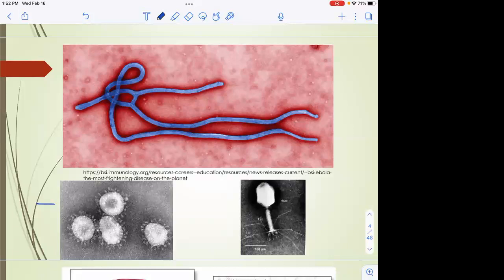And then viruses that infect bacteria can look pretty strange. They've got this head and this tail, these tail fibers. It looks more like a little robot almost, or a little lunar lander. Not all bacteriophages look like that, but some of them do.